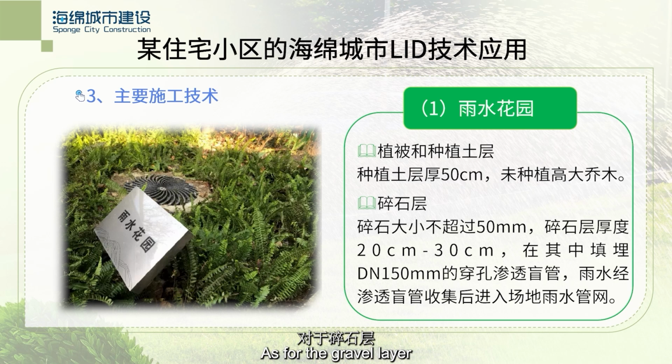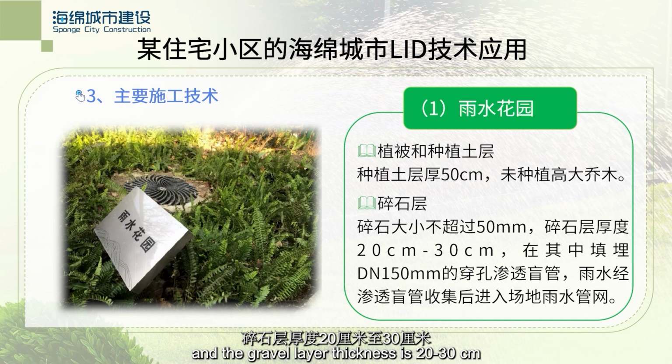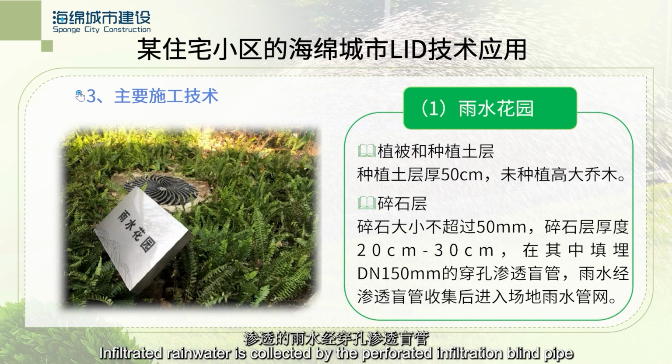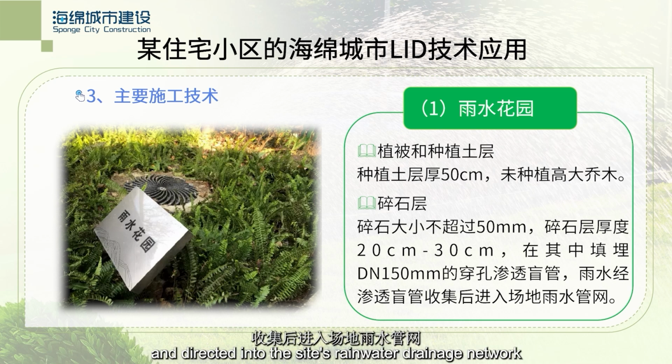As for the gravel layer, the gravel size does not exceed 50 millimeters, and the gravel layer thickness is 20 to 30 cm. A DN 150 mm perforated pipe is embedded within the gravel layer. The infiltrated rainwater is collected by the perforated infiltration line pipe and directed into the site's rainwater drainage network.